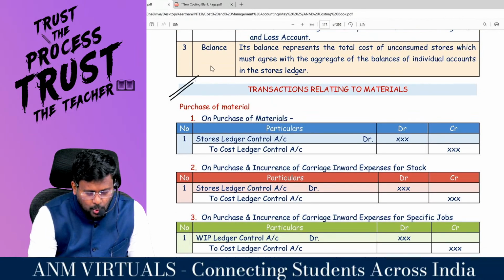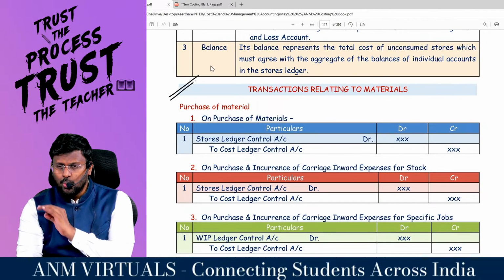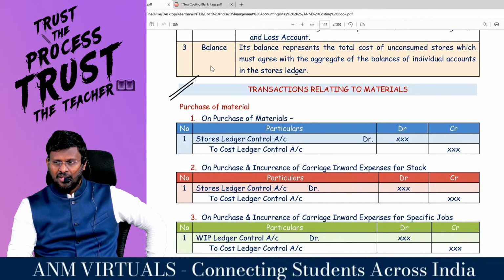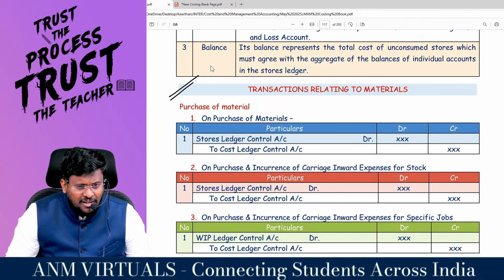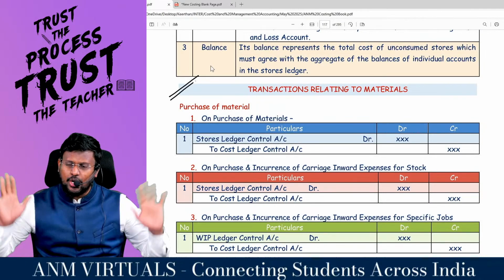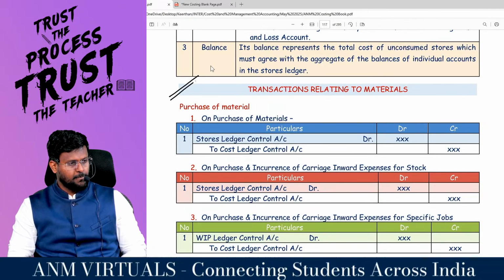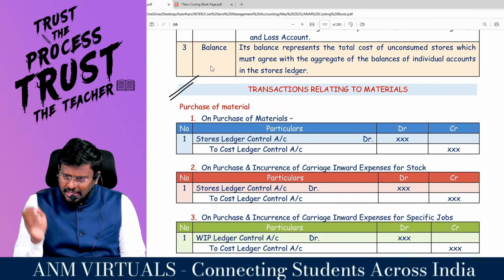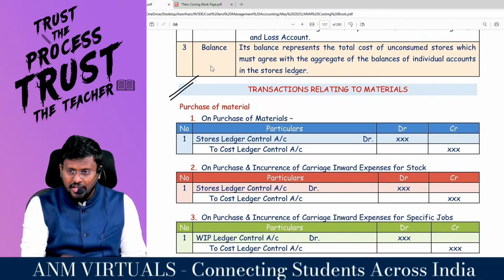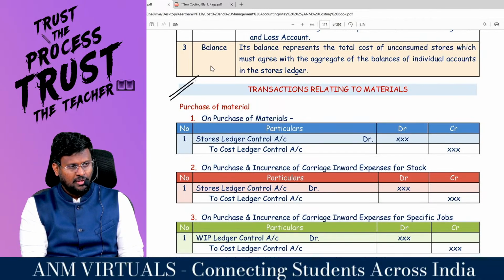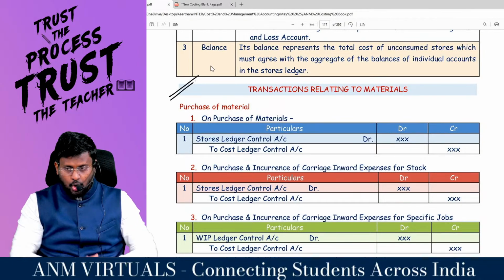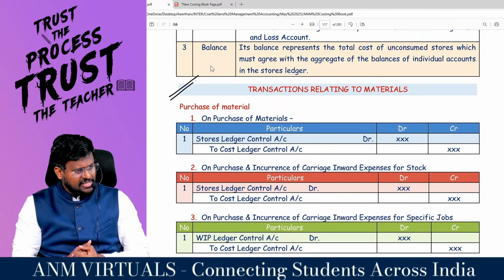Transaction relating to material. One of the beautiful areas available in costing is this chapter. Have you heard about raw material? You are going to purchase a raw material. When you purchase the material, what will happen to the raw material in the stores? Raw material in the stores increases.